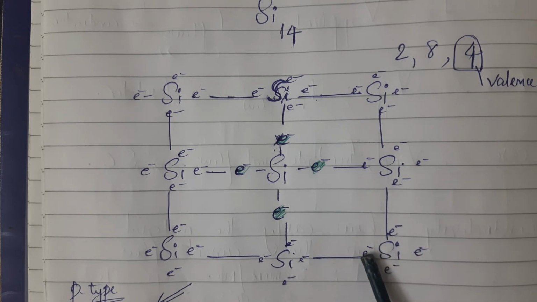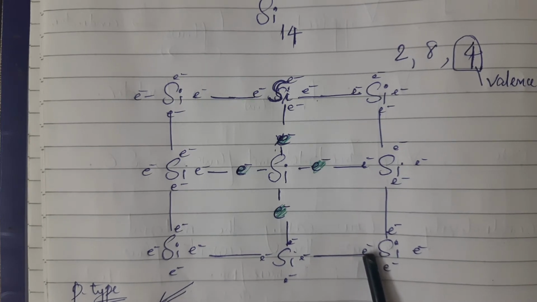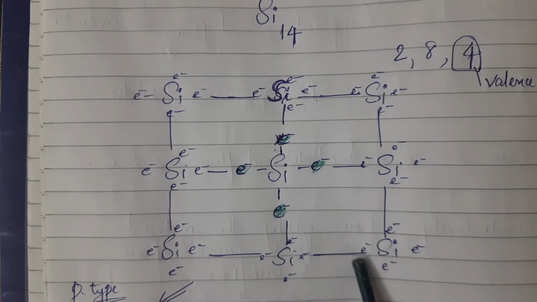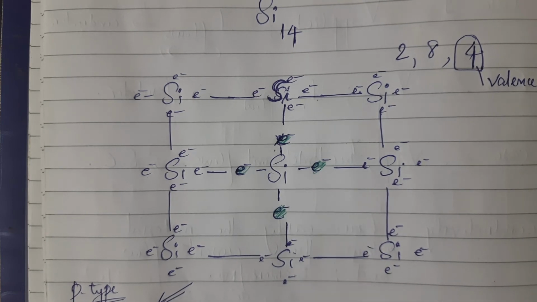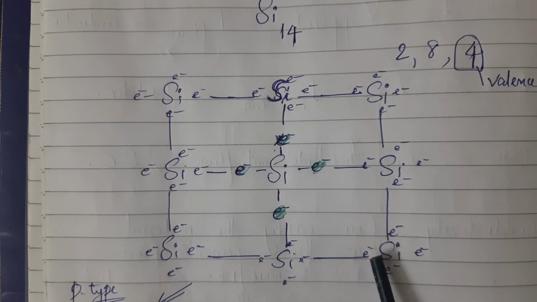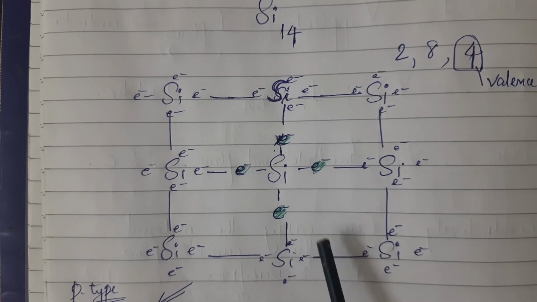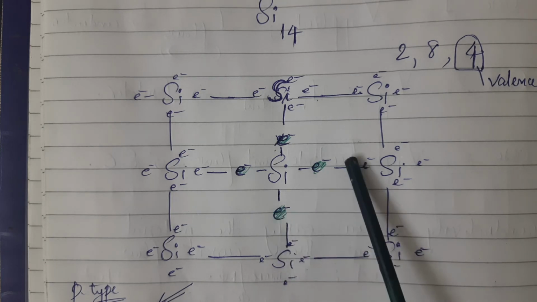Suppose this particular electron gets some energy from the heat or temperature. As temperature increases, it will get some energy and get released from here, and it will be moving around somewhere here, and here it becomes a hole. Hole means no electron is there; the electron was there and it went here, so it becomes a hole and the electron is here. Likewise, it may happen in other places also.